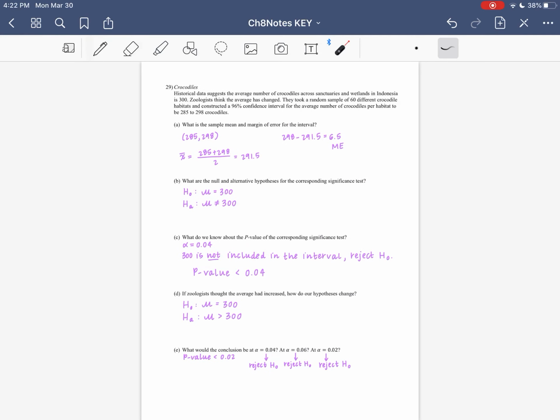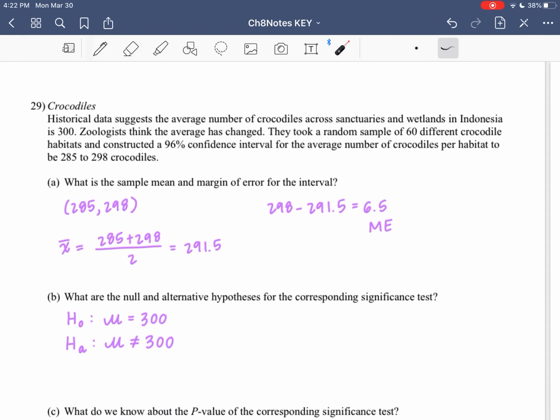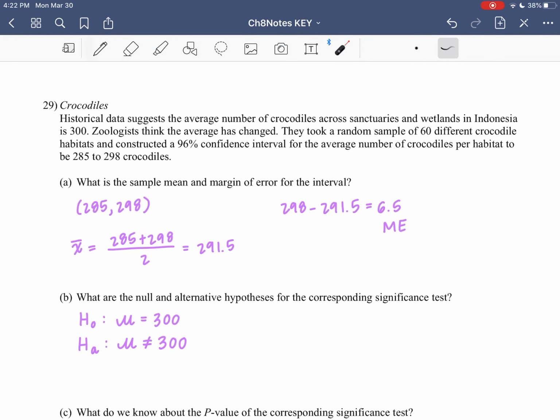Flipping on to our second and last example, here we are talking about the average number of crocodiles across sanctuaries and wetlands in Indonesia. So historical data suggests that the true number of crocodiles in those areas is 300. Zoologists think the average has changed. So thinking back to hypothesis test language, if we think the average has changed, that's going to be a two-sided test. They took a random sample of 60 different crocodile habitats and constructed a 96% confidence interval for the average number of crocodiles per habitat to be 285 to 298.